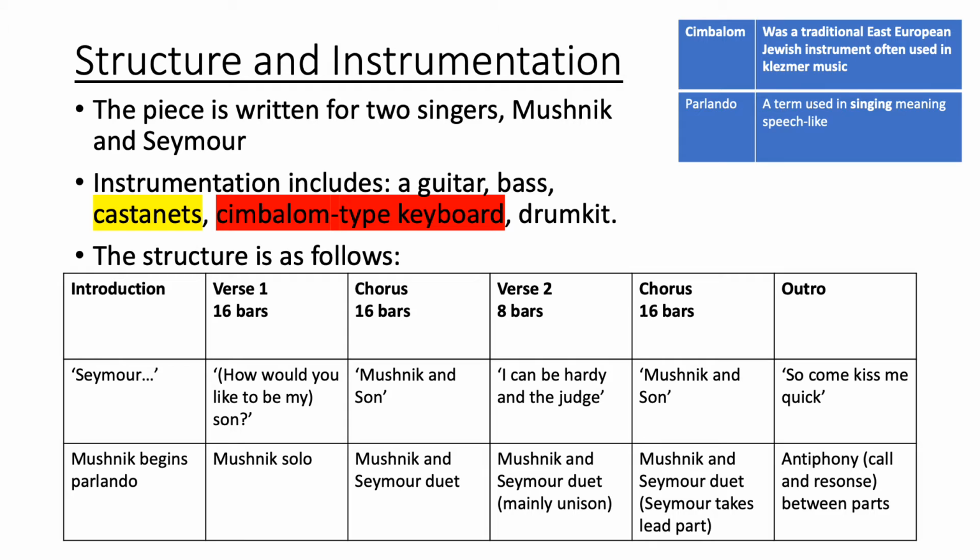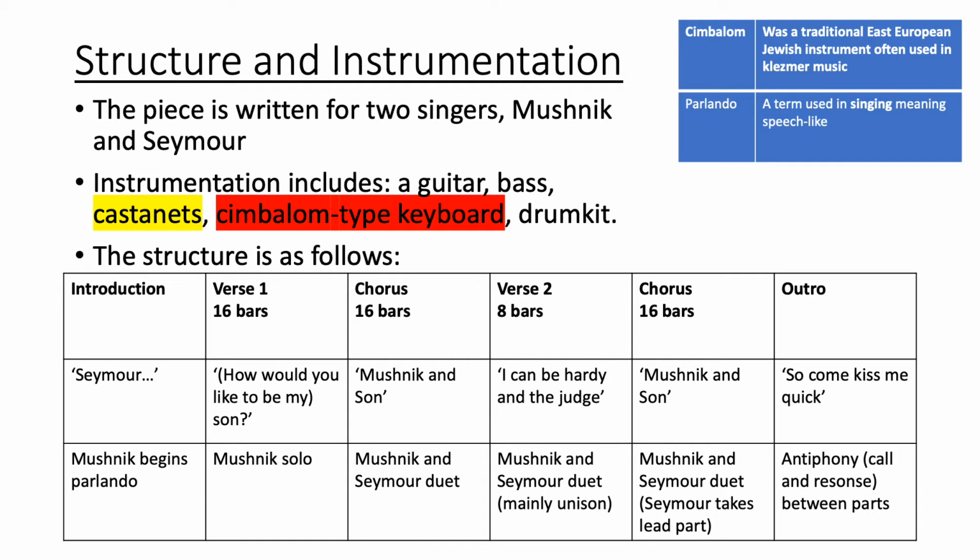Following that, we have a chorus of 16 bars that starts with the phrase "Mushnik and Son," and this is where Mushnik and Seymour join in for a duet. After that, we have a second verse, which is only 8 bars long now, and "I can be Hardy and the Judge" are the opening lyrics, and this is where Mushnik and Seymour sing another duet, but this time it's mainly in unison, which we'll get onto in a minute.